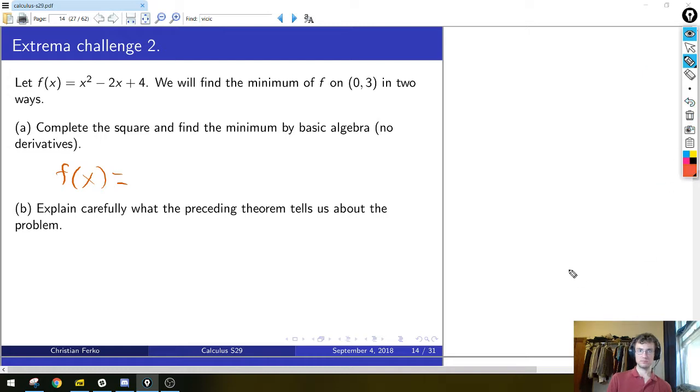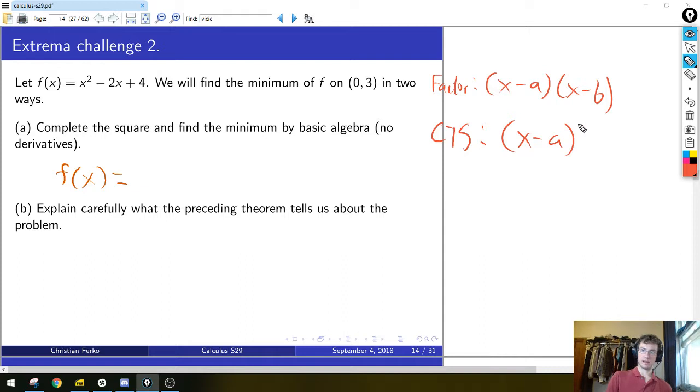I don't know if complete is a different word for factor. It's different. Yeah, factoring is writing it in the form x minus a times x minus b, so this is factor. Completing the square means to write it in the form x minus a squared plus b. So these are different. Oh boy.